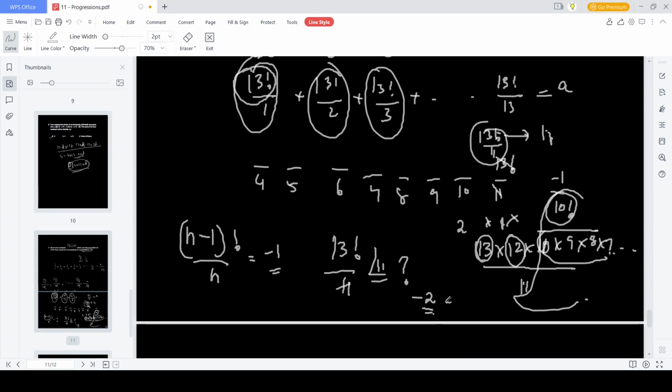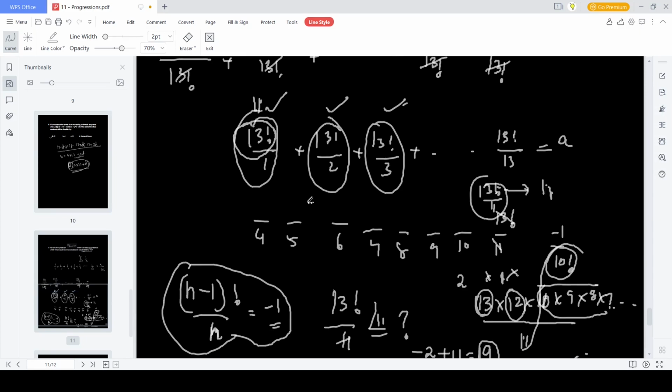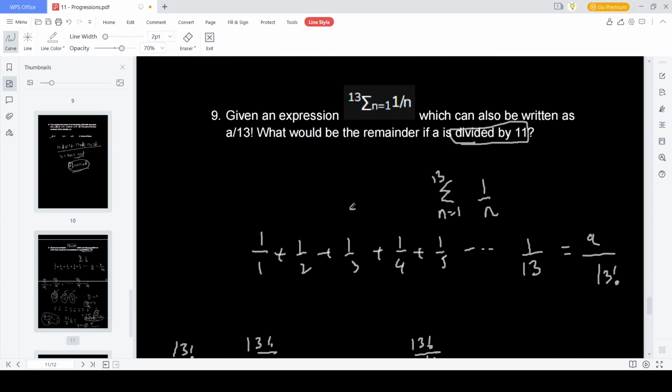But see, remainders can always be added to. So you add 11, you'll get the same thing. So it leaves the remainder 9. Negative remainders can be added to that number to make it positive. So this leaves the remainder of 9. This one fact we need to know: n minus 1 factorial by n leaves the remainder minus 1. So the answer will be 9.